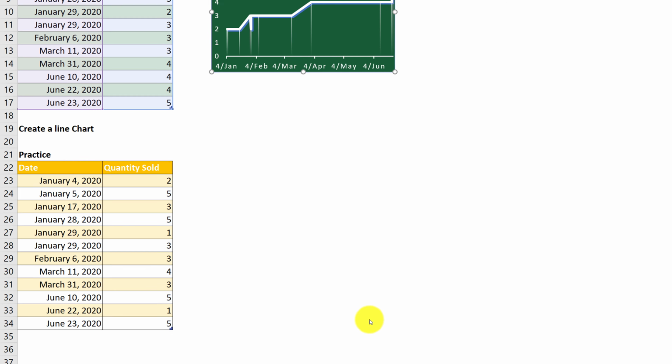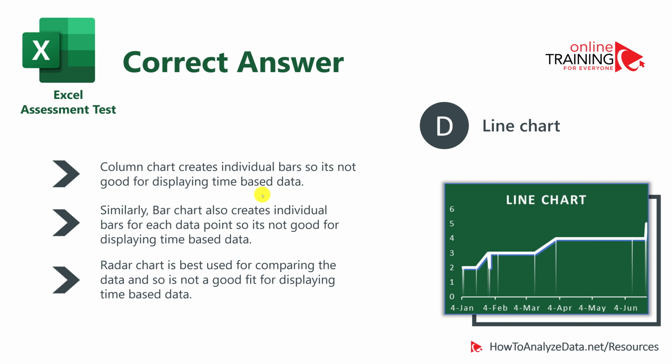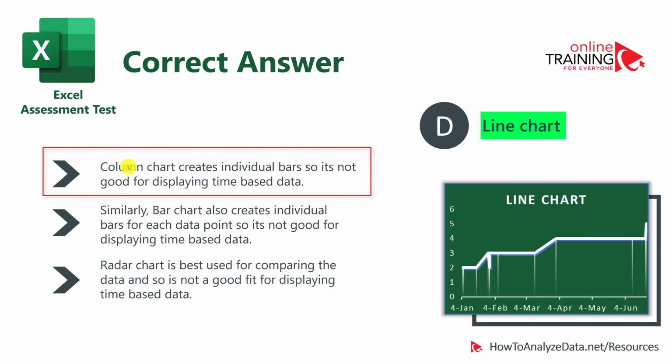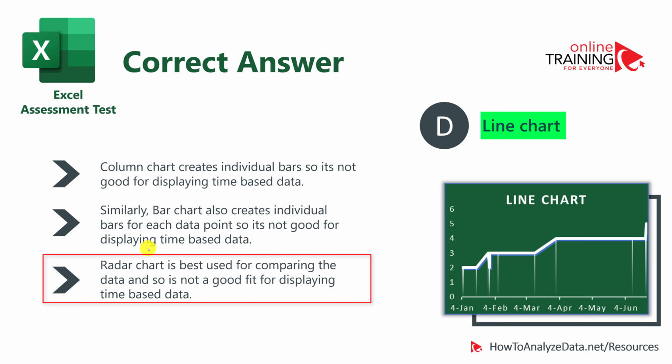Now let's go back to the PowerPoint slide, and I'll explain to you why the other choices were not the correct choices. So as you have figured out by now, the correct answer is D, which is the line chart. And the reason it's the correct answer is because other choices are incorrect, and that's definitely the best way to display time-based data. So what we know is that column chart creates individual bars, and it's not good for displaying time-based data. And bar chart does the same. And then radar chart is best used for comparing the data, and it's not a good choice for displaying time-based data. So correct choice is D, line chart.